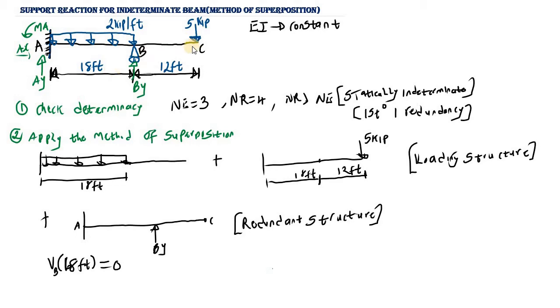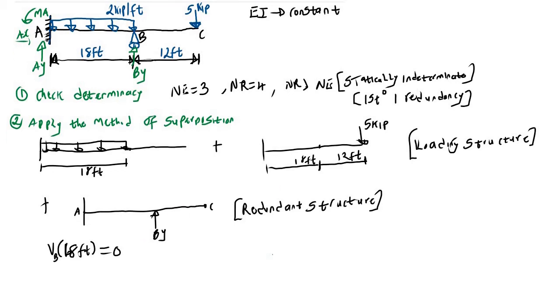We are just going to add up the displacement due to the load and the displacement due to the redundant. So we are going to say the displacement due to this distributed load plus the displacement due to the point load, then plus the displacement due to the redundant should be equals to 0, and these are at a distance of 18 feet each. So they should be equal to 0. If we can do that, we just need to calculate the support reaction By, then we can easily get the support reaction.